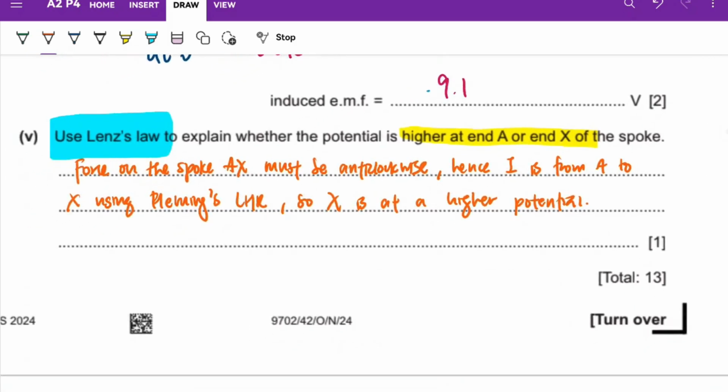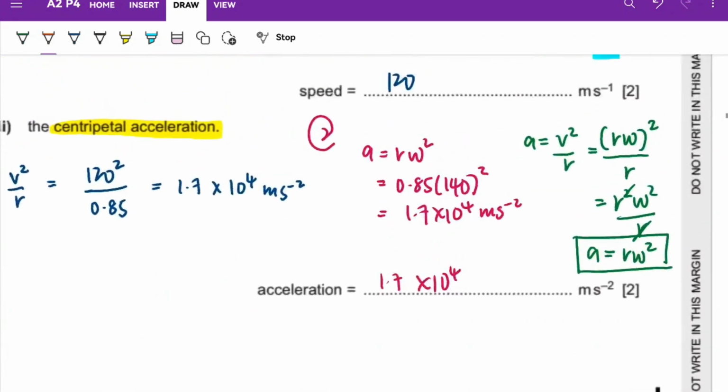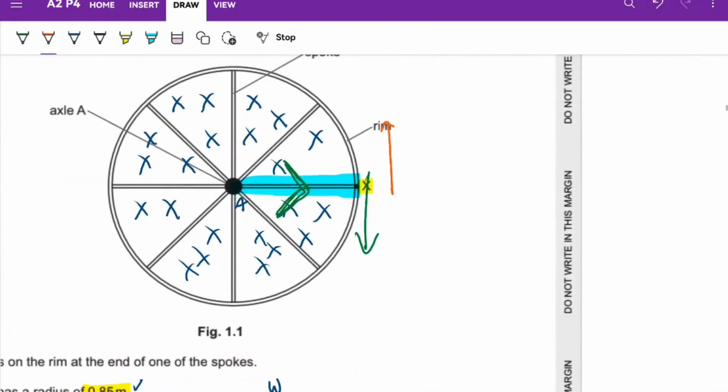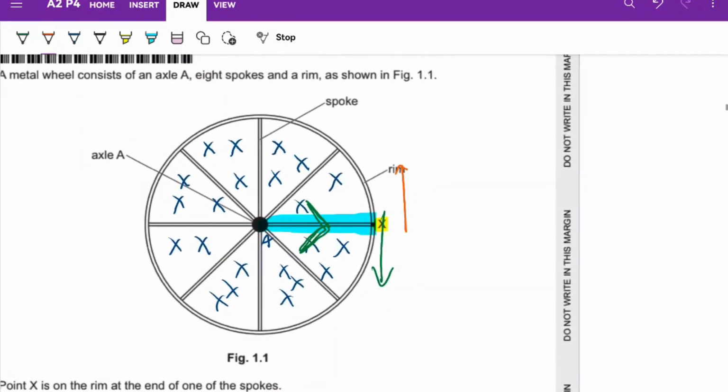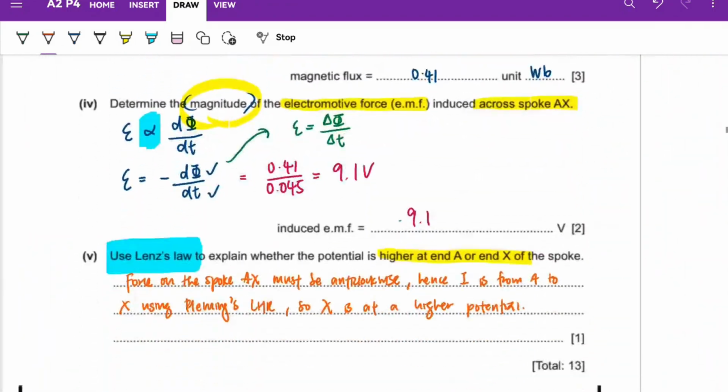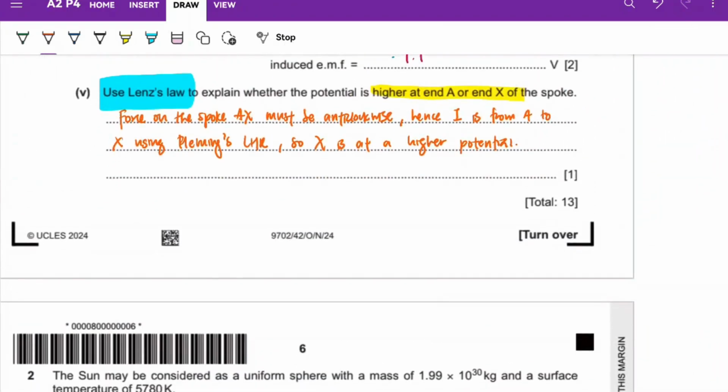Now, let's say they didn't say using Lenz's law. Is there another way to solve this question? Yes, there is. You can use Fleming's right-hand rule this time. Now, why did I say you can use Fleming's right-hand rule? Because ideally, Fleming's right-hand rule is used to find induced current. Now, why did I say induced current? First of all, I should write the word induced current here, ideally.